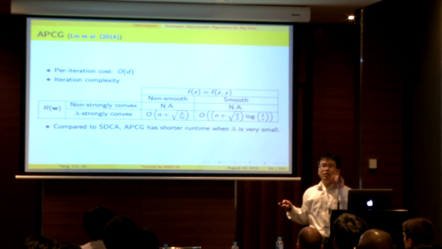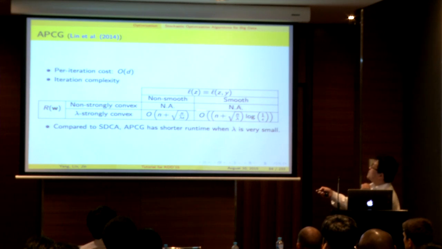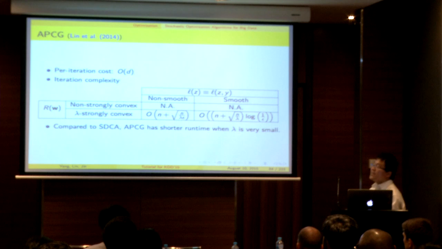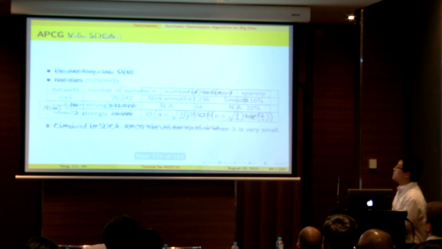However, it does still require a positive lambda. It can be very small, but it still needs to be something positive. Otherwise, it cannot be applied, as you can see from this table. And it doesn't matter if you use hinge loss or square hinge loss. Smoothness is not a big deal here.